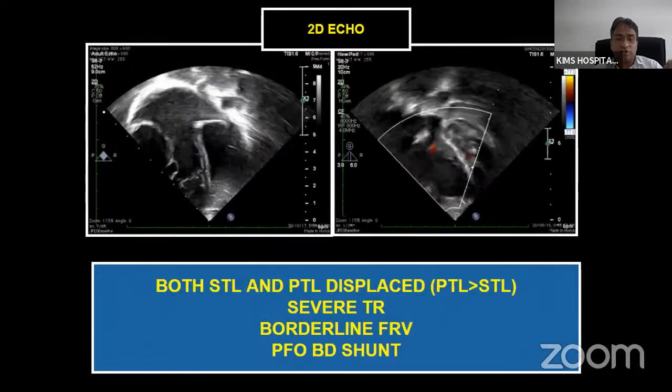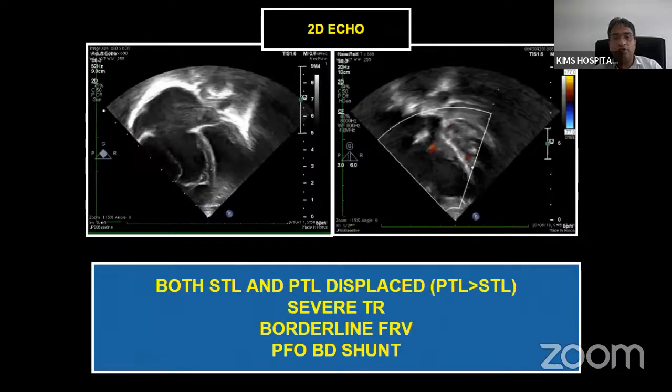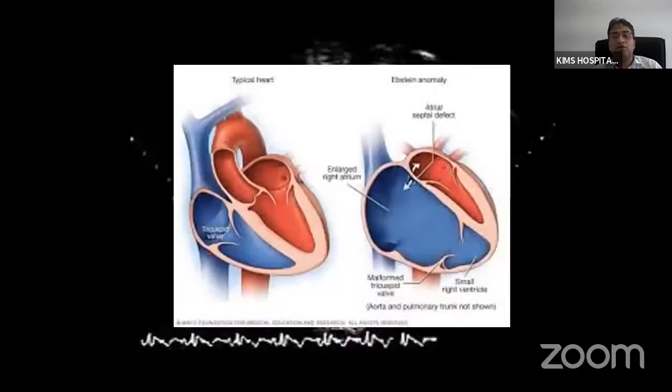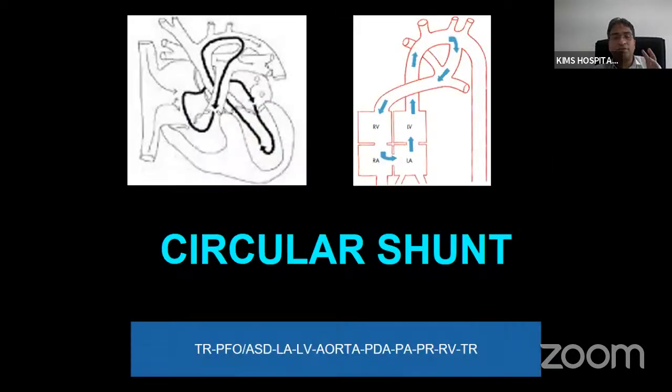So in this patient we found out on 2D echo, you can see the septal leaflet is not seen, and both leaflets are displaced, and we found it to be severe Ebstein's anomaly. So this is the displacement, and this is a typical example of severe Ebstein's.